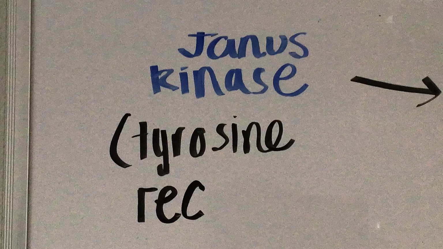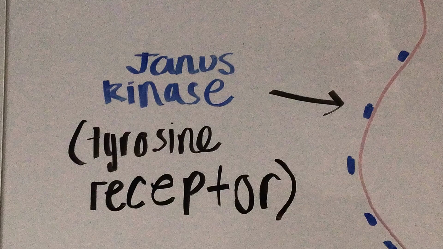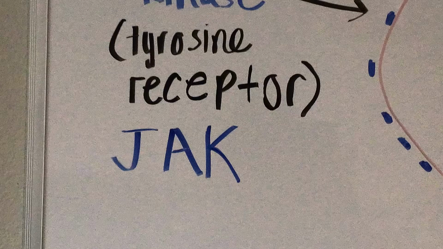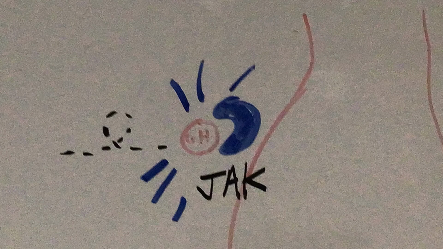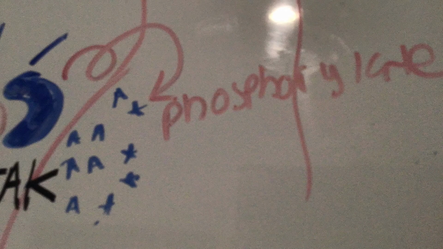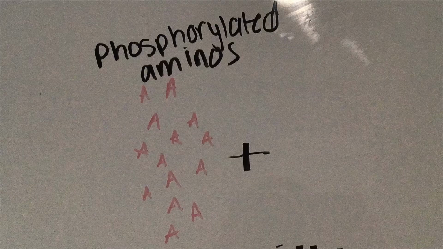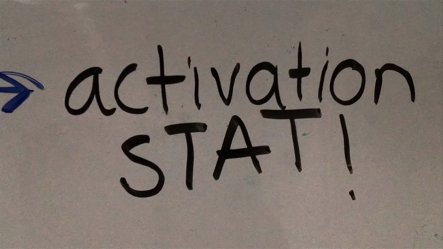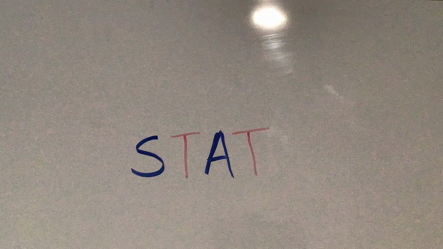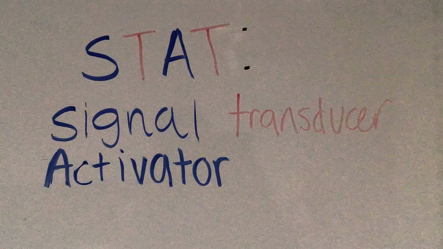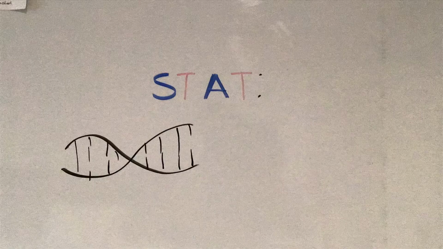After growth hormone is released, it will bind to a target organ. The ligand will now bind to the tyrosine receptor Janus kinase, otherwise known as JAK. The resulting binding will lead to the phosphorylation of the existing amino acids within the target organ. This phosphorylation will activate something called STAT. STAT is known as signal transducer and activator of transcription.